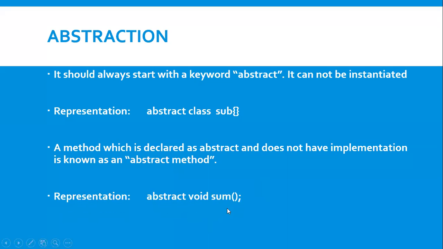So this is how a sample abstract method is going to be represented: the abstract keyword, if possible the access specifier, void, sum. This is the return type and the name of the method, then the arguments list, and a semicolon. We call it a method declaration, not a method definition. Here, you can say that we are just declaring the method.